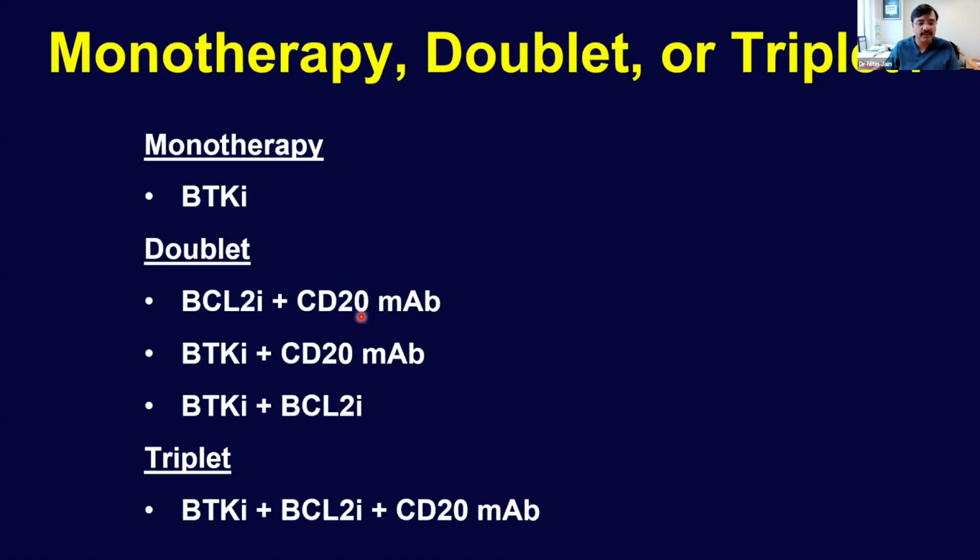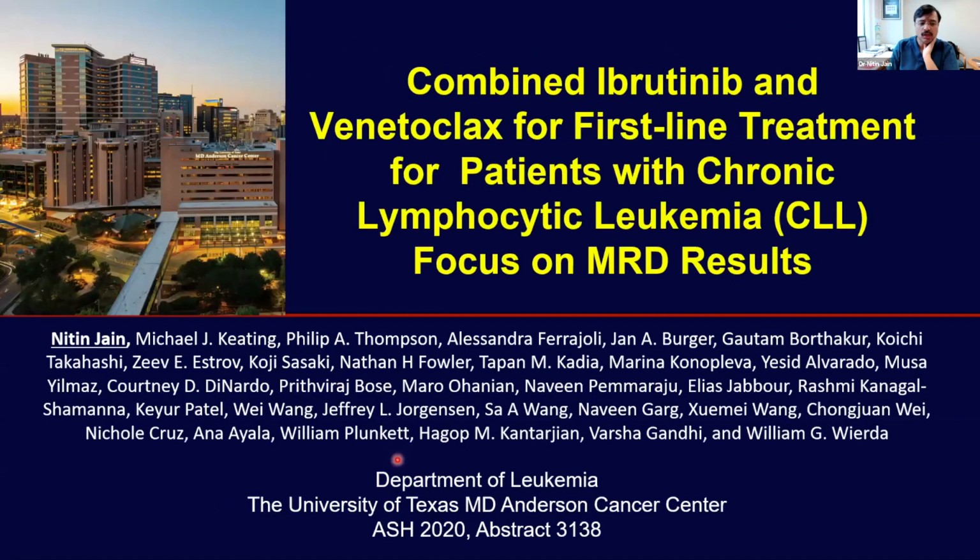We talked about BCL2 plus CD20 antibody, BTK plus CD20 antibody. But then we also have BTK plus BCL2 combinations coming, and then we have triplets, all the three classes of drugs together. So we did a combination study of Ibrutinib plus venetoclax for frontline therapy of CLL.